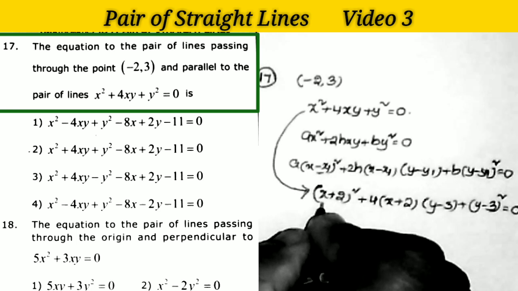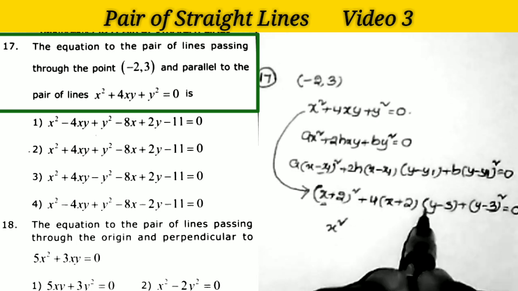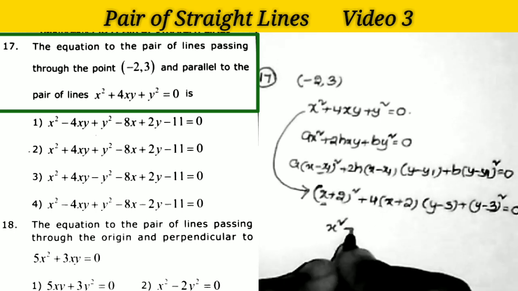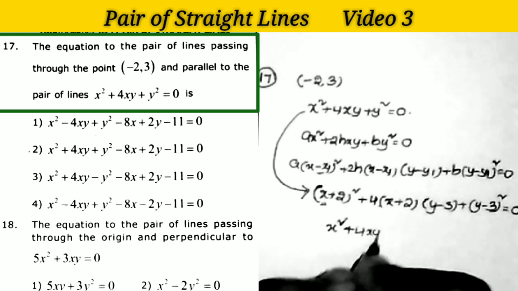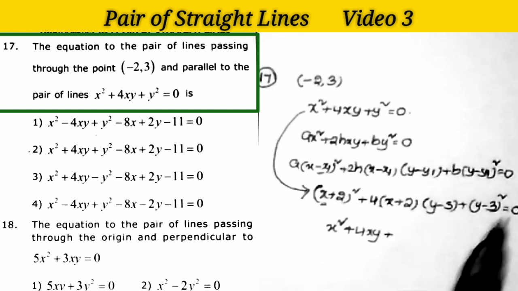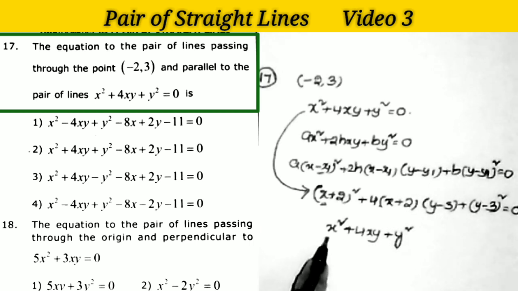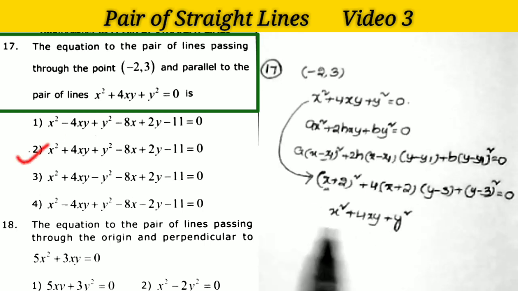Now taking the simplification, what is the first value? x square. What is the next value? 4xy. Writing the values in order: x square term, 4xy that is the second term, and what is the y square term? y square. That is, the first three terms are x square plus 4xy plus y square. x square plus 4xy plus y square means that is the second option.